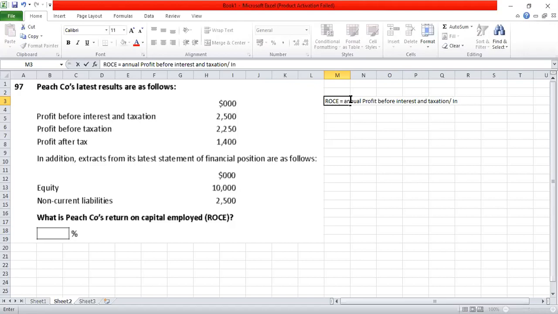So the investment amount, the total capital employed, is 12,500, which is equal to 2,500 divided by 12,500. The total investment is 10,000 plus 2,500. Total capital employed. So capital employed is both equity and non-current liabilities. That is long-term liabilities also. So we have to take both of them.